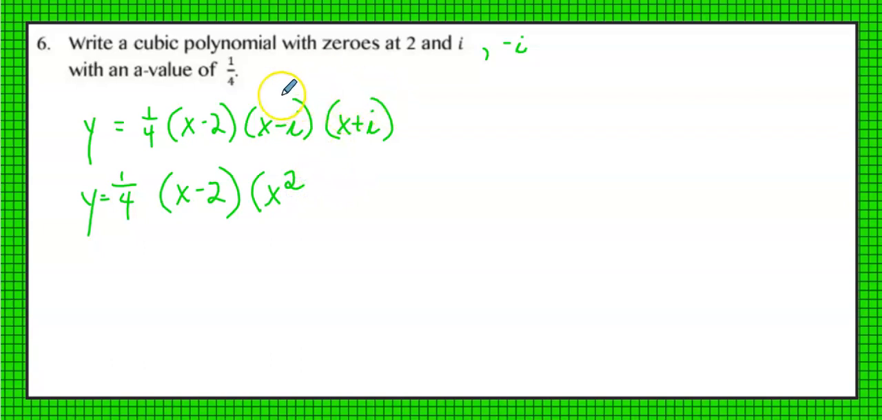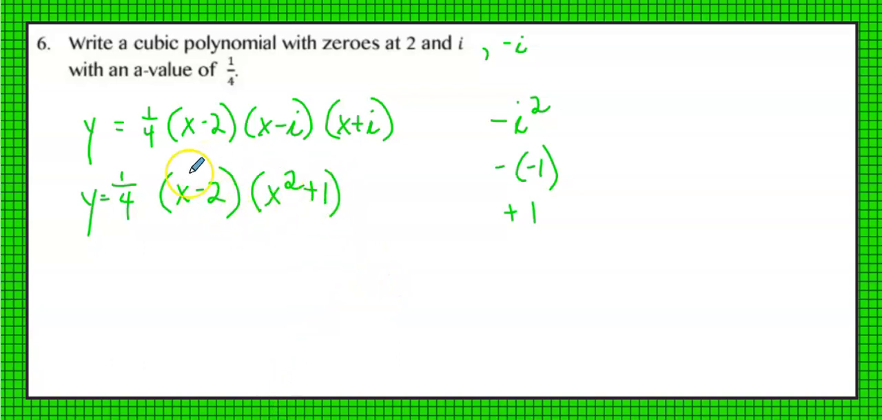Then I'm going to have those middle two terms cancel out because this is a difference of two squares. And then I'm going to have minus i squared. I'm going to write that over here. i squared is -1. So minus -1 is plus 1. So this is x squared plus 1.